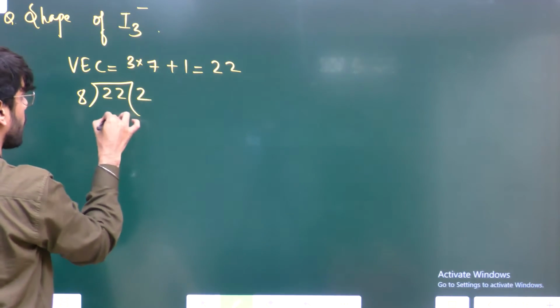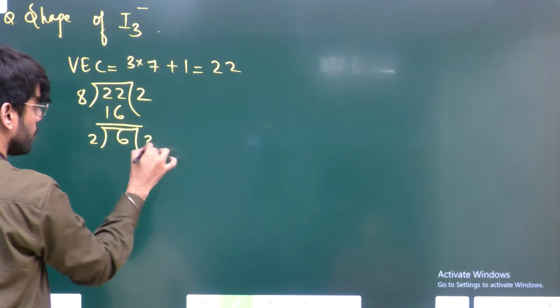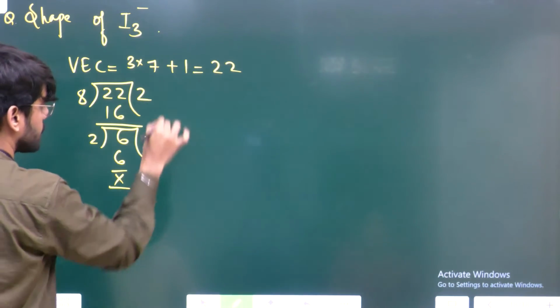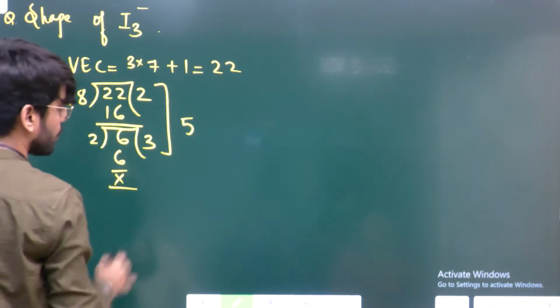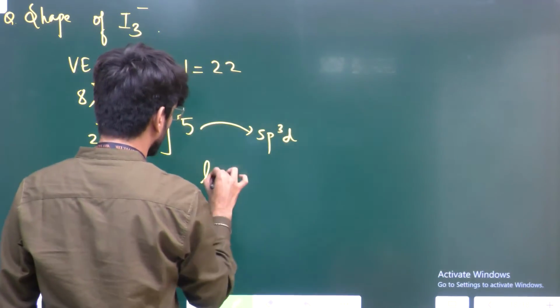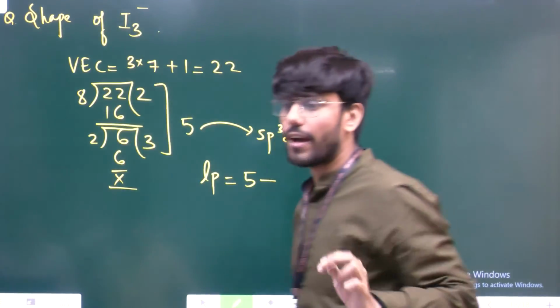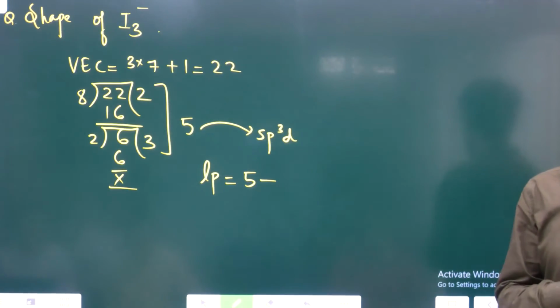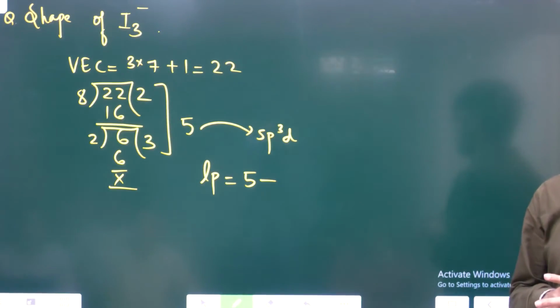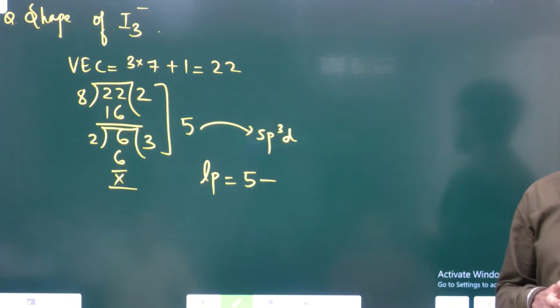This is 6. Then you will divide it by 2. 3 times 6. Linear shape. Steric number is 5. 5 corresponds to sp3d. What about the lone pair? It is 5 minus the surrounding atoms. What is it? 5 minus 5 minus 2.